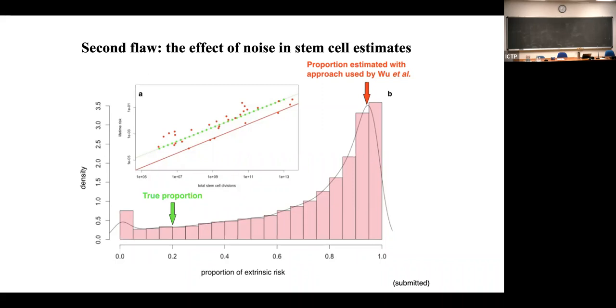We show that essentially, no matter what the truth is, I put an arrow here, but it could have been anywhere. Essentially, we simulated it, I don't remember, 10,000 times. Essentially, you would always say that 90% is due to the environment. Okay, it's flawed by default. It's not a way that you can assess the question.